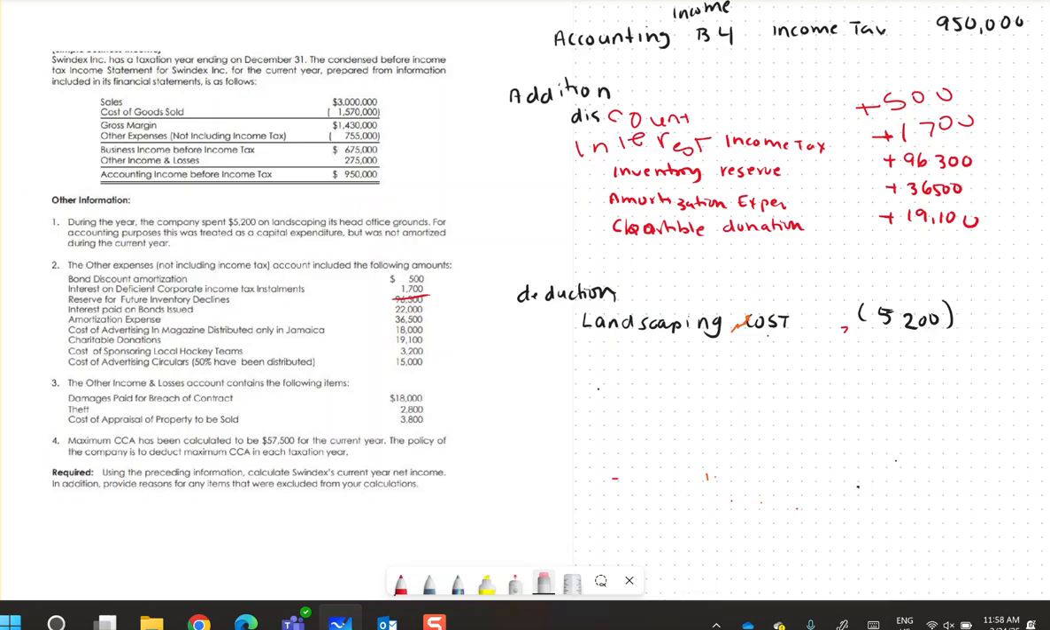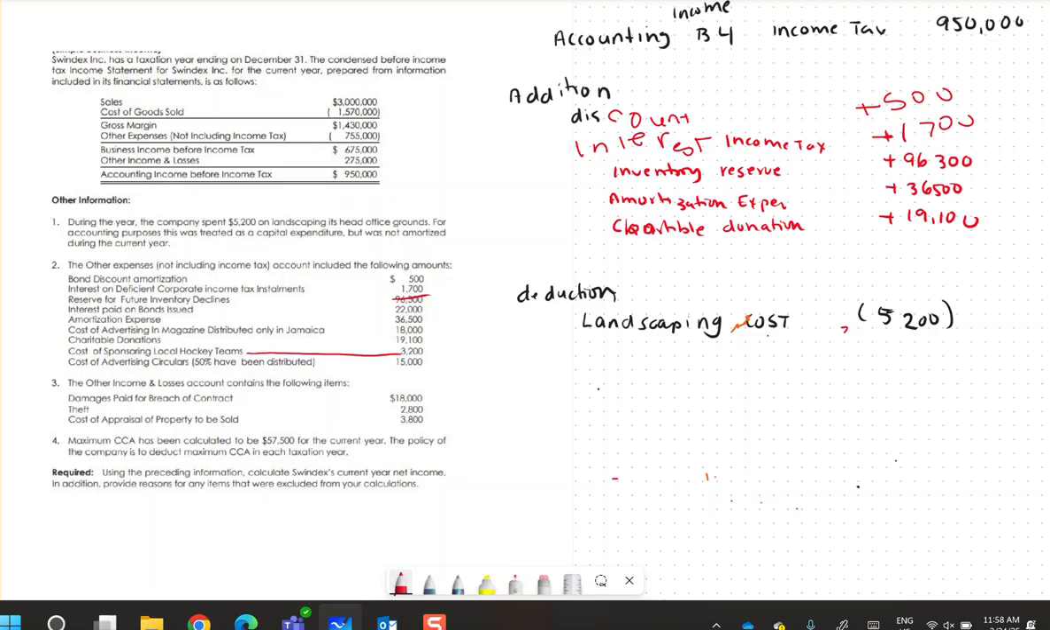Now what we have is something called hockey. The next one we have is the hockey team, $3,200. What we paid is we sponsored a hockey team. It's promotional. If it's promotional, it is deductible. If it's deductible, they already deducted it, so we don't need to do anything.